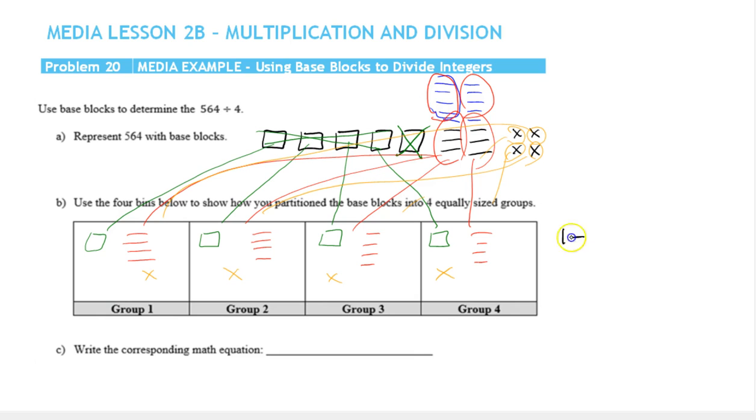So this is 141 per group. So our corresponding math equation is 564 divided by 4 equals 141.